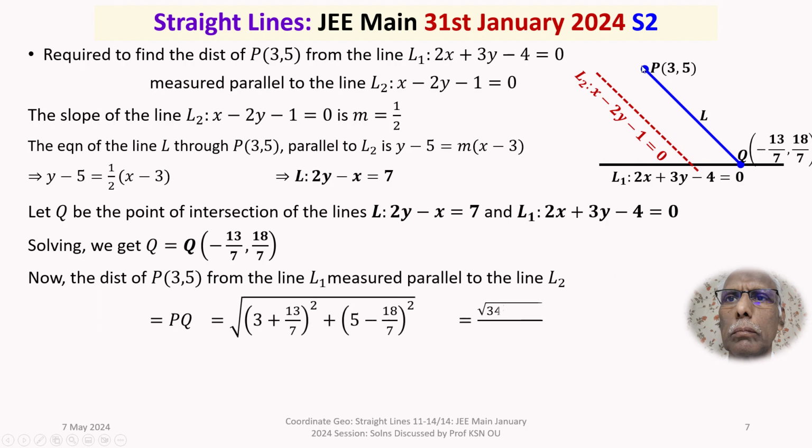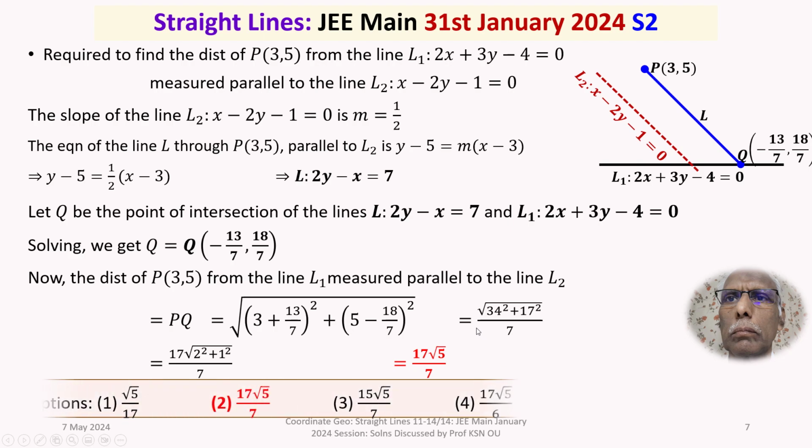Use the distance formula. And that is the square root of (3 minus (minus 13 by 7)) whole square plus (5 minus 18 by 7) whole square. That is, 3 plus 13 by 7 whole square plus 5 minus 18 by 7 whole square. Right. Now simplify. You will get 17 root 5 by 7.